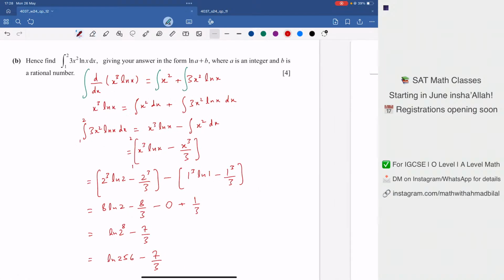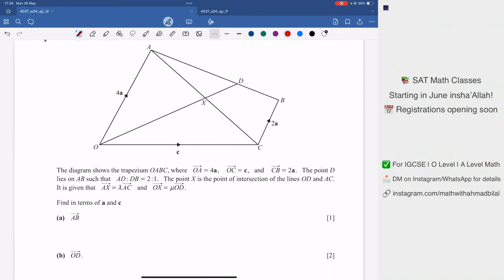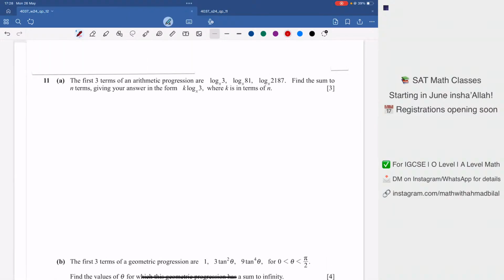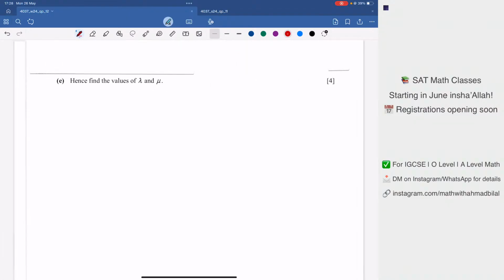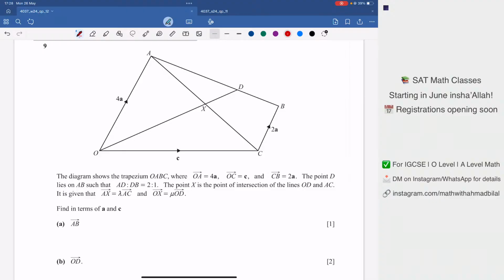Okay. Let's move on to the next one. How many more do we have in this paper? Okay, just 2. All right. So we'll end with these 2 questions from this paper, and then we will do a second part later on.